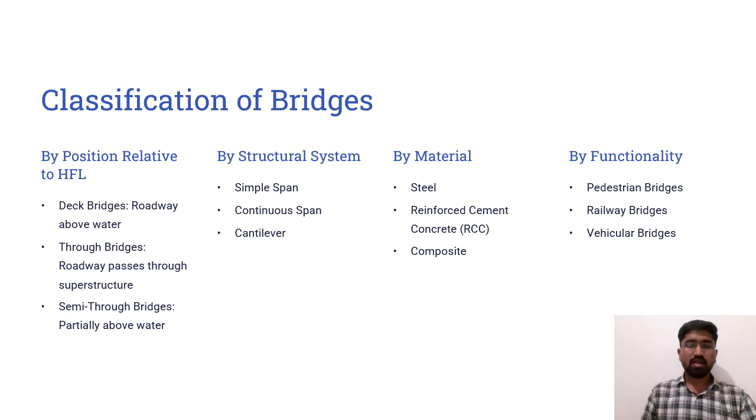Classification of bridges. There are different types of classification. First is by position relative to high flood lines, structural systems, by material, by functionality. By position relative to high flood lines, like deck bridges, roadway above water. Through bridges, roadway passes through superstructure, and semi-through bridges partially above the water. Based on purpose, we have road bridges, railway bridges, and foot bridges.